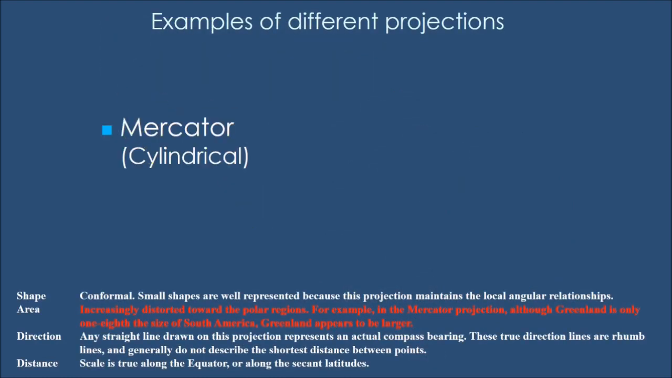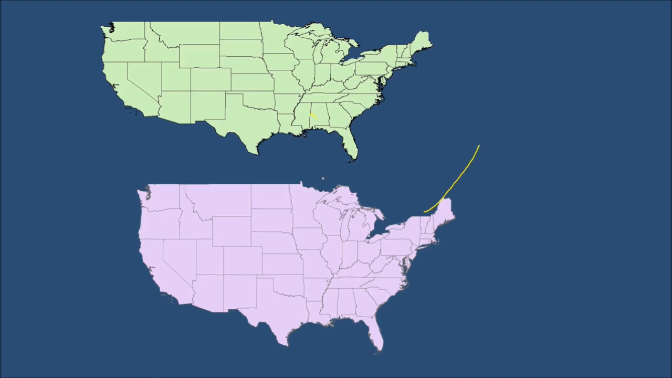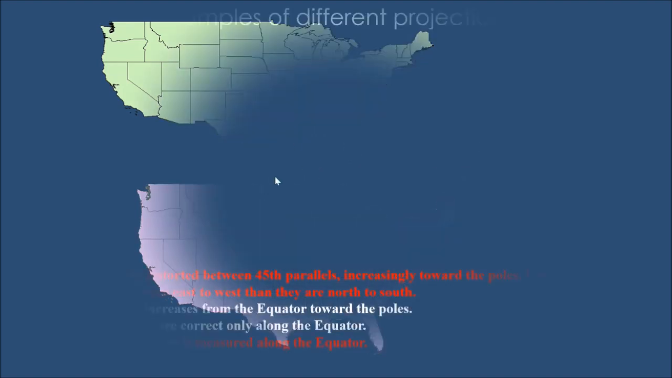Then we have Mercator, which is the cylindrical one. Shape is conformal, and small shapes are well represented because this projection maintains the local angular relationships always. The area is increasingly distorted toward the polar regions. For direction, any straight line drawn on this projection represents the actual compass bearing. These true direction lines are rhumb lines and generally do not describe the shortest distance between two points. The scale is true along the equator or along the secant lines. This is the distance, somewhat matching, you can say.